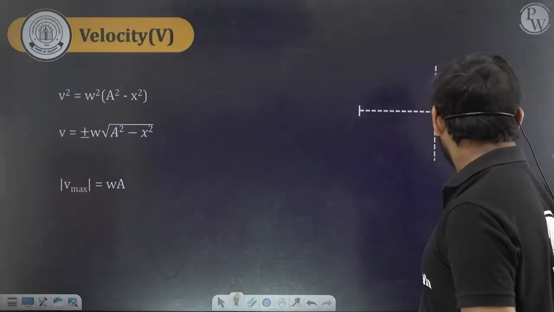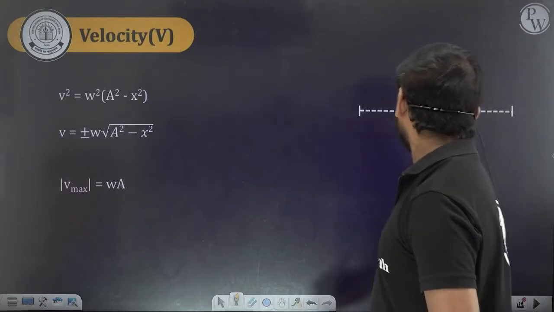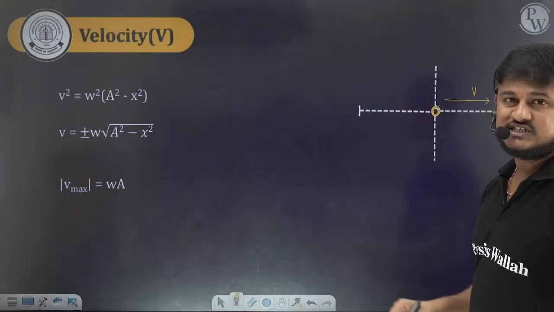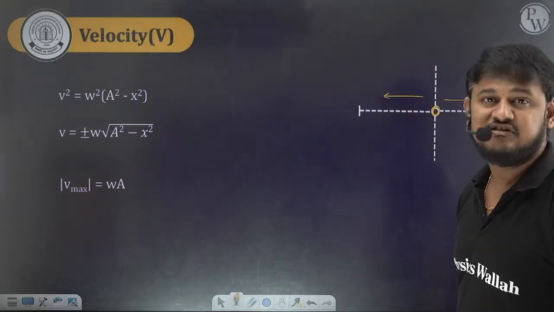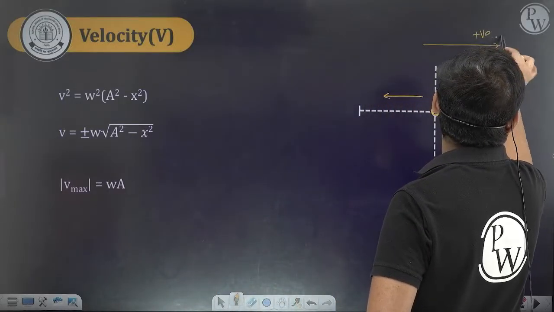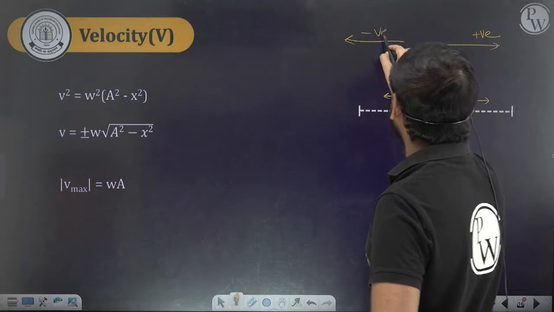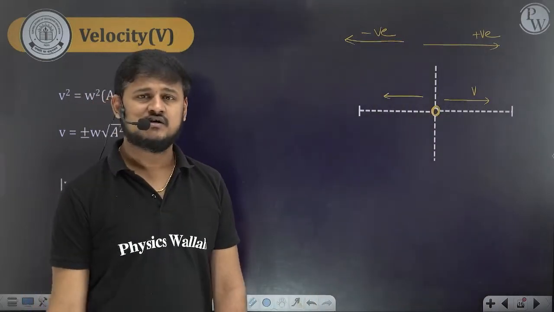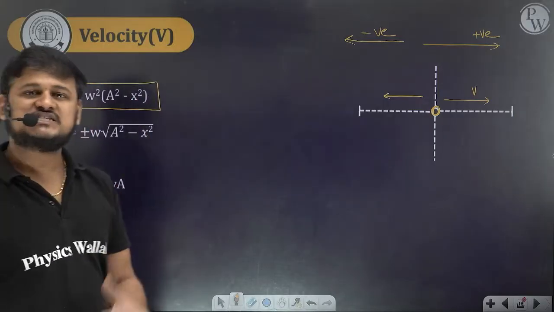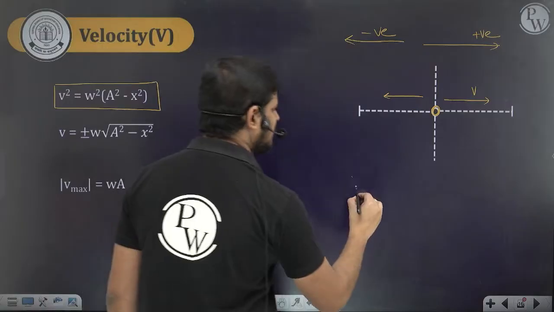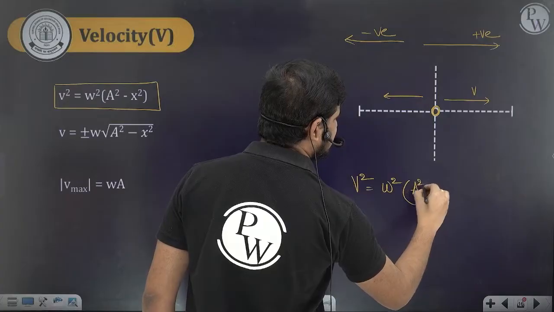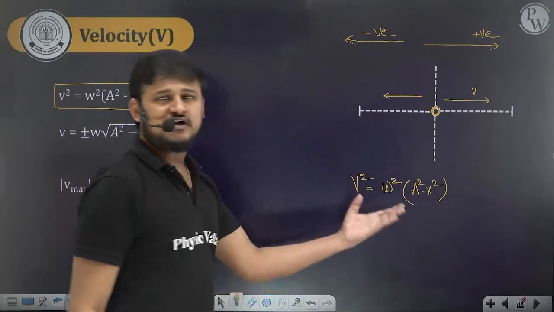Now the very important term, that is the velocity. Let's say the particle has started from here, so it will have the velocity v, and on this side the velocity will be negative, as we generally take. For the velocity we take the right side direction as positive, so we consider the left side direction negative. We take sign conventions for the vectors. So the velocity formula is given as v square is equal to omega square into a square minus x square. Write along with me, you have to remember this.